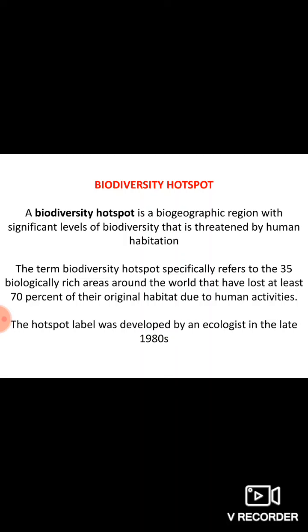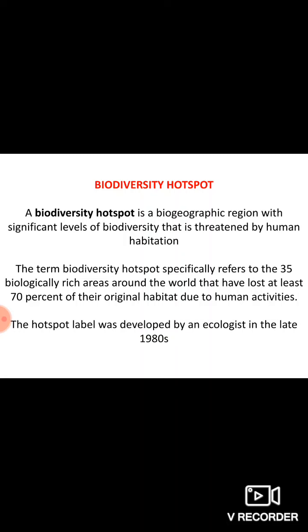And friends, throughout the world, 35 hotspots have been identified. Out of these 35 hotspots that have been identified, 2 hotspots are found in India.